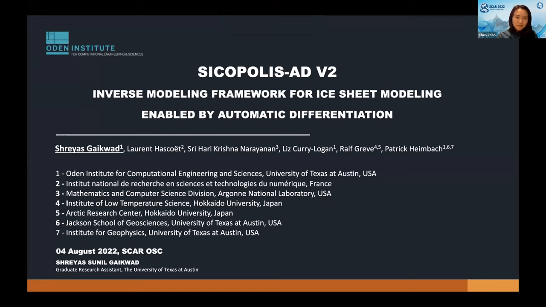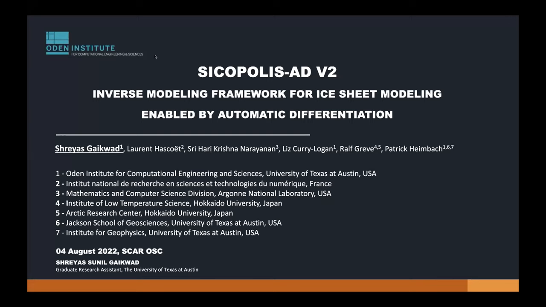Yeah, thank you, Chen and Felicity. I'll just get started. So I'm going to present on SICOPOLIS-AD v2. It's a new inverse modeling framework for ice sheet modeling, and it is enabled by an open source automatic differentiation tool, Tapenade. I'd like to start by acknowledging my collaborators, Laura Hascott, Krishna, Liz Curry-Logan, Ralf Greve, who is the developer of the SICOPOLIS ice sheet model, and Patrick Heimbach, my advisor. I'm presenting from the University of Texas at Austin.